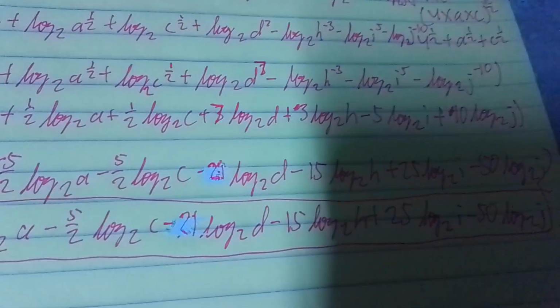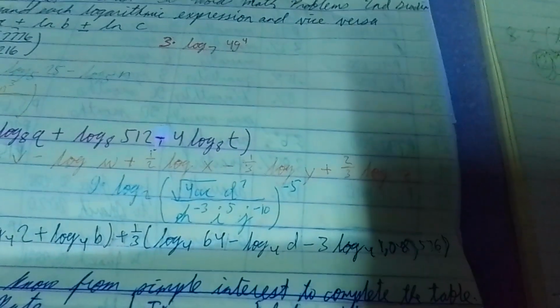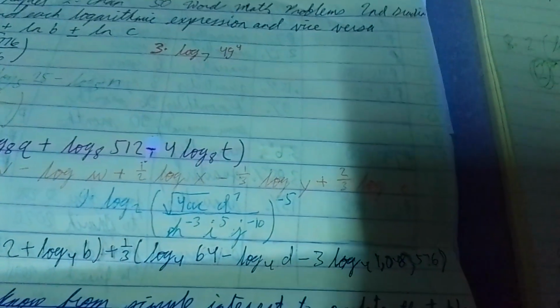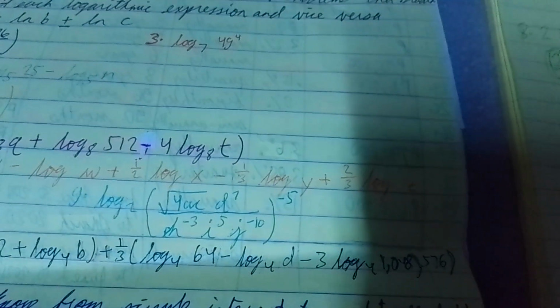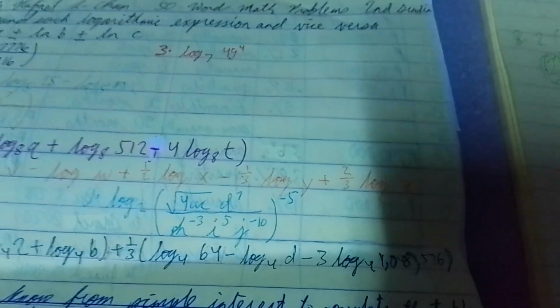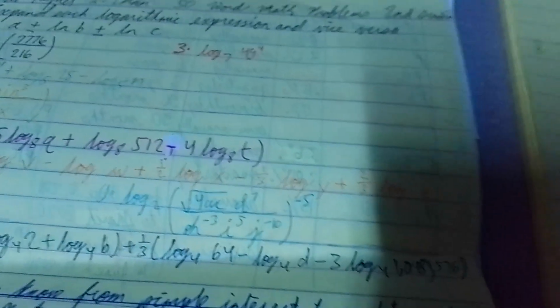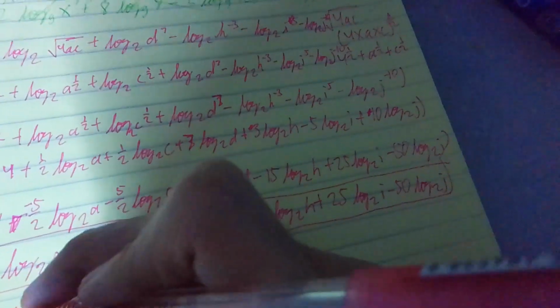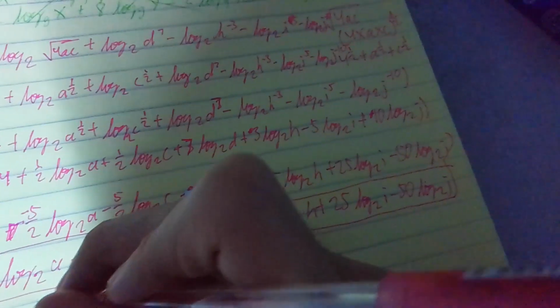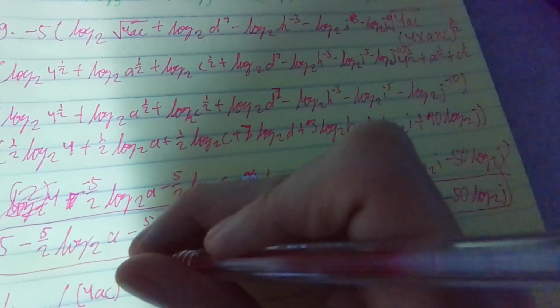Wait, that's 3 raised to the 7, not 3. That's supposed to be 7. Let me double check. Remember that's 3 raised to the 7, so it should be 7. Then, being multiplied, that's supposed to be negative 21. Right, that's negative 21. So therefore, if I were to distribute, it will go like this.